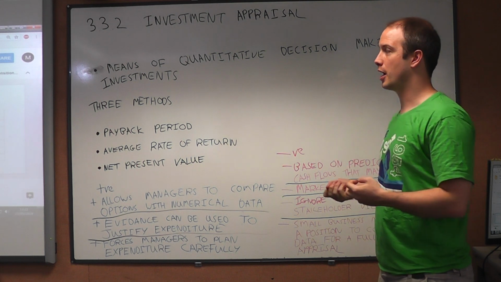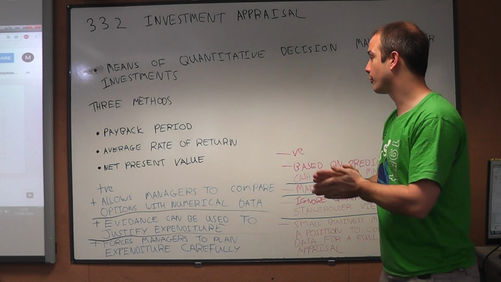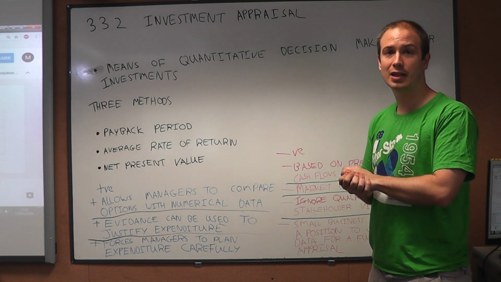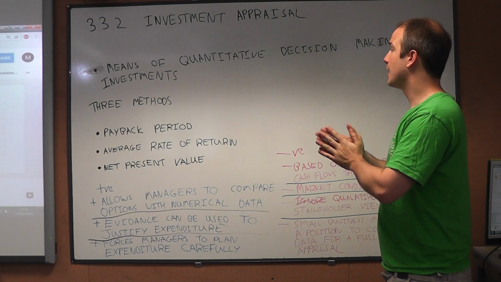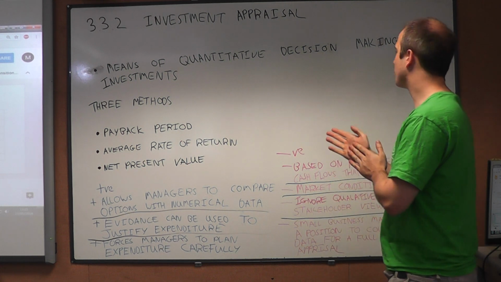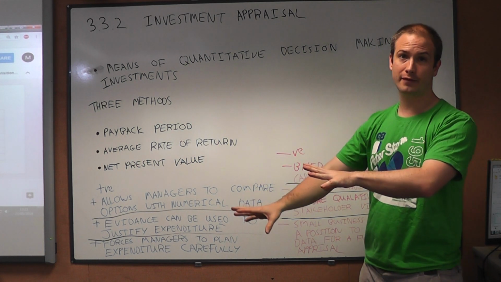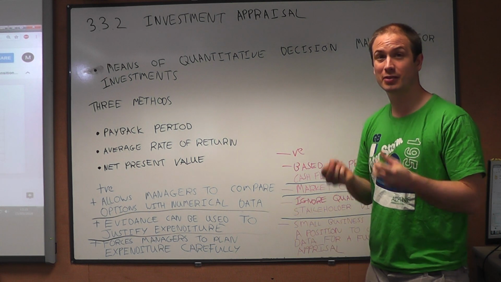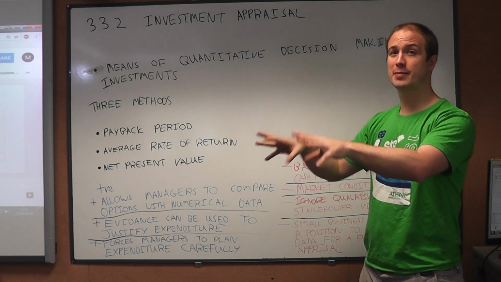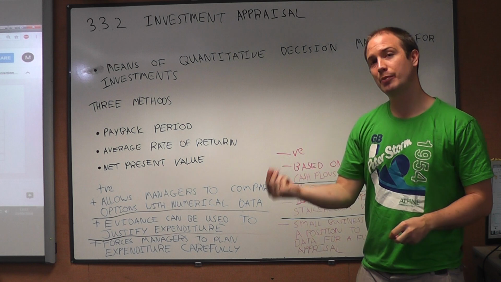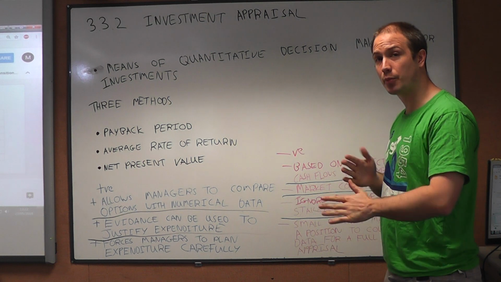This is a part of the course that many people do seem to find complicated, and so my goal is to hopefully take you through it so that it's less complicated and intimidating. So what investment appraisal is, is a means of quantitative decision making for investments. A business can compare different possible investments by using investment appraisal techniques so that they can see the pros and the cons of each different investment option in front of them, and to enable them to make a decision. There are three types of investment appraisal.